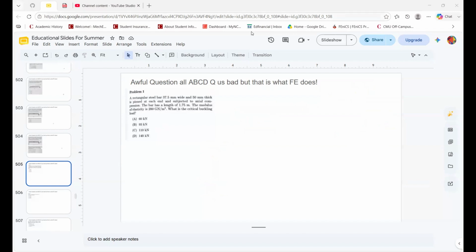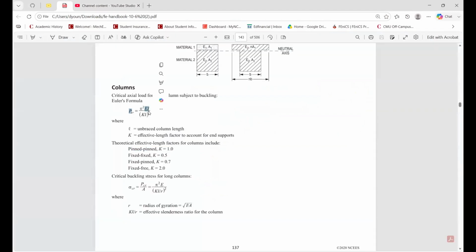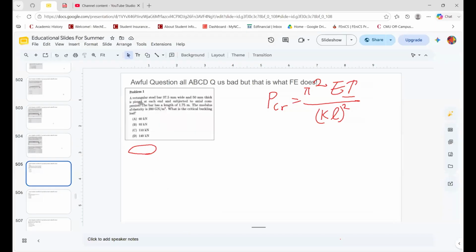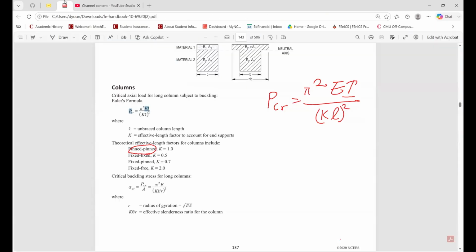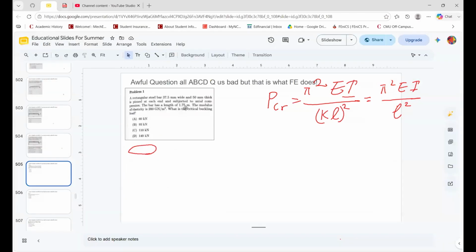So in that case, here's what we're going to do. We're going to bring out the equation for buckling, critical buckling: P_cr equals pi squared, do not forget about the square, EI divided by (KL) squared. Now, the first thing is pin to pin, as they said over here. It says pinned at each end and subject to axial compression. So pin to pin means this can be turned into pi squared EI divided by L squared. L is 1.75, by the way. Okay?